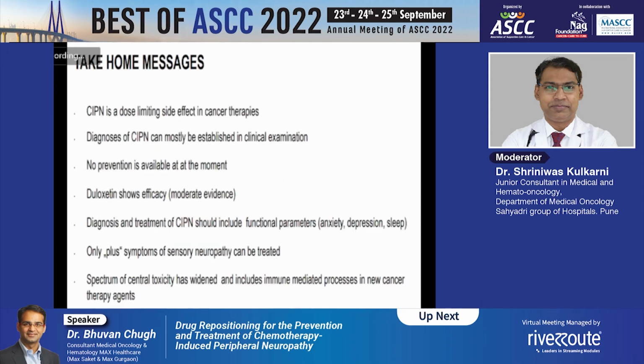Next slide, please. So, take home message from the panel discussion of CIPN. CIPN is a dose limiting side effect in cancer therapies. Diagnosis of CIPN can mostly be established in clinical examination itself. No prevention is available at the particular moment. Duloxetine shows efficacy with moderate evidence. Diagnosis and treatment of CIPN should include functional parameters such as anxiety, depression, and sleep, where counseling plays a role. Only plus symptoms of sensory neuropathy can be treated effectively, and the spectrum of central toxicity has widened and includes immune mediated processes in new cancer therapy agents.